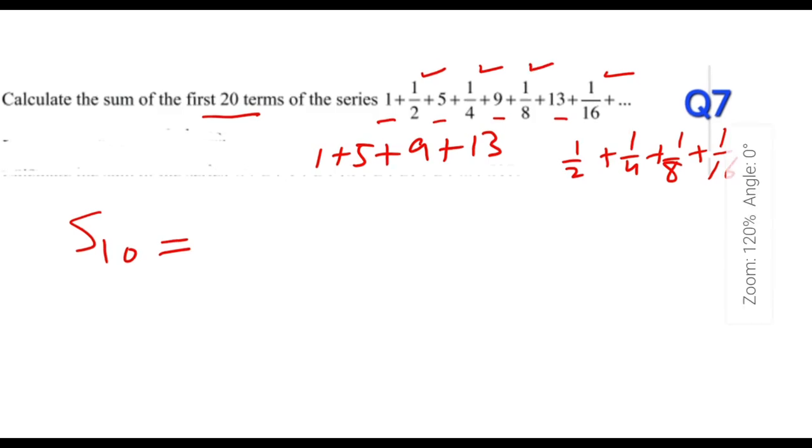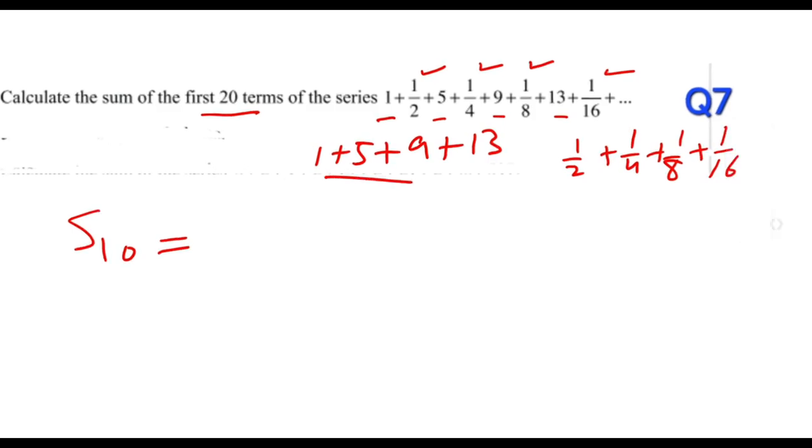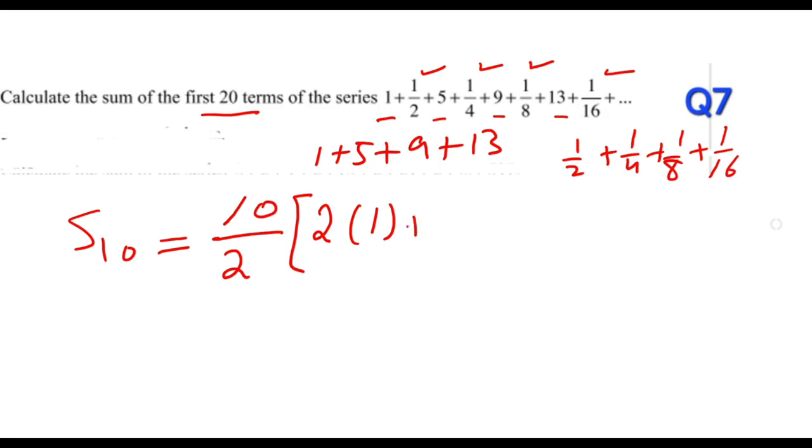So first apply the arithmetic series formula: 10 over 2, big bracket, 2 times the first term 1, plus 10 minus 1 and the common difference is 4, multiply by 4, big bracket closed. I use my calculator. The answer is 190.